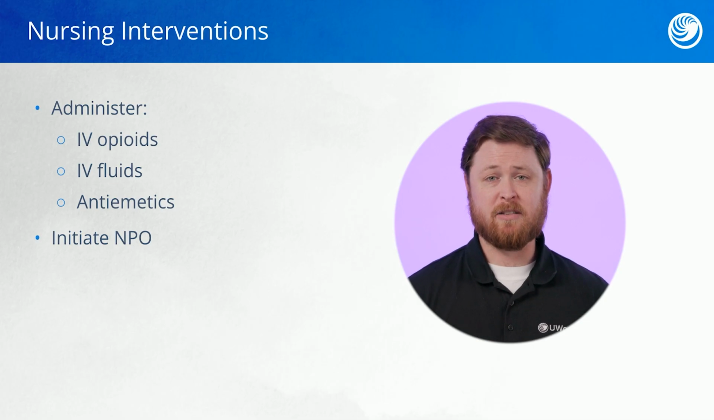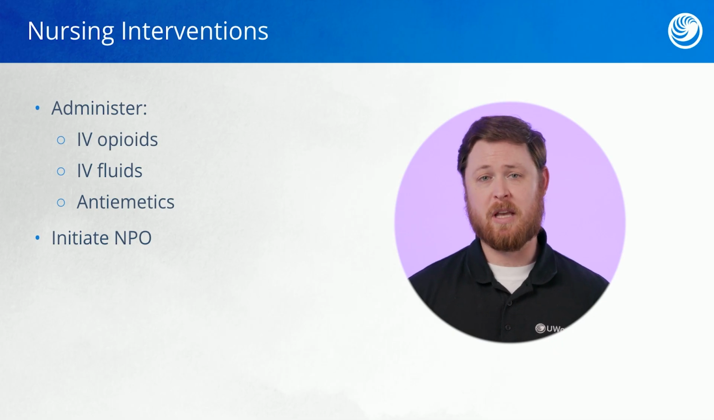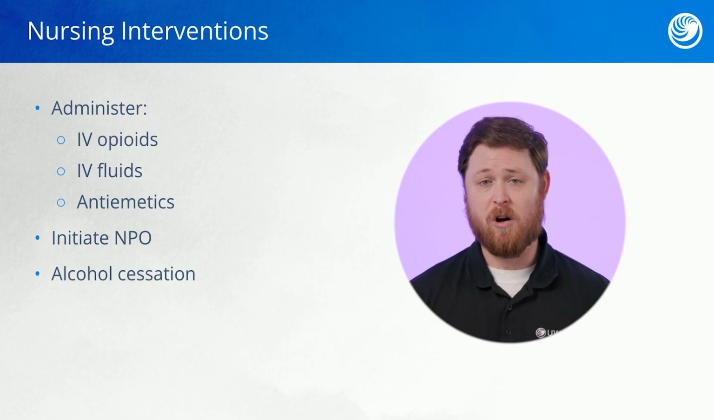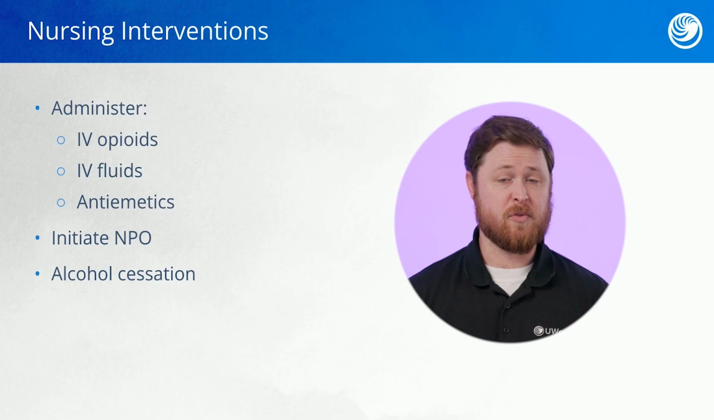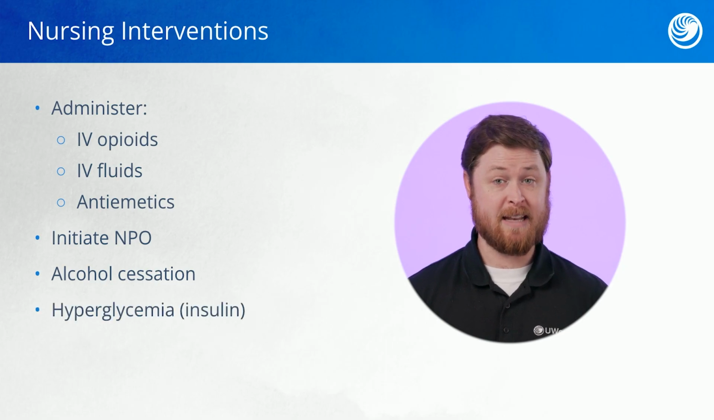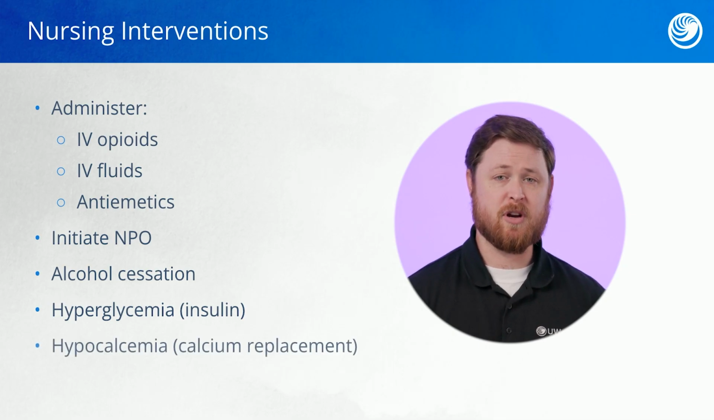Once we have pain generally managed, it's important to begin the process of discussing alcohol cessation with the patient, as alcohol is a contributing factor to the development of pancreatitis. We should monitor for the presence of hyperglycemia and give insulin as needed for high blood sugar levels. And we should make sure that we're monitoring calcium levels and address any hypocalcemia that we observe.